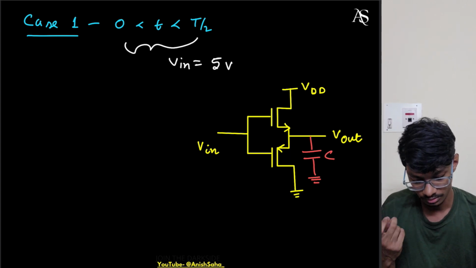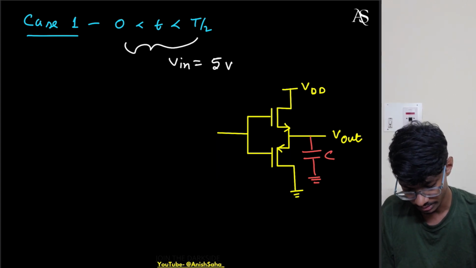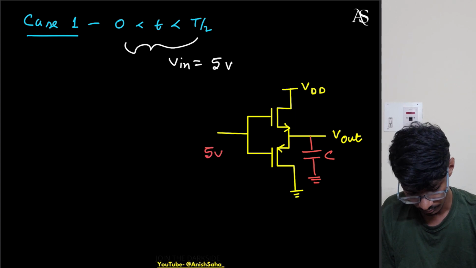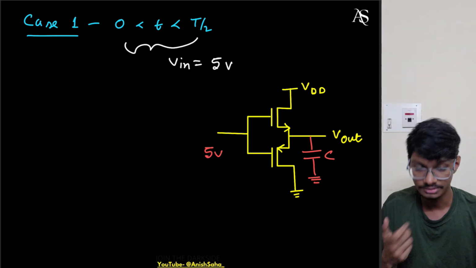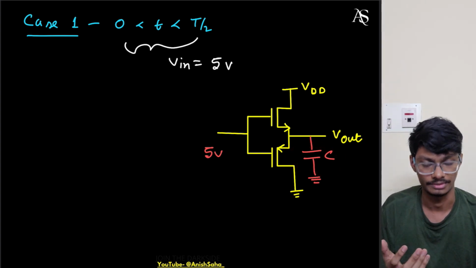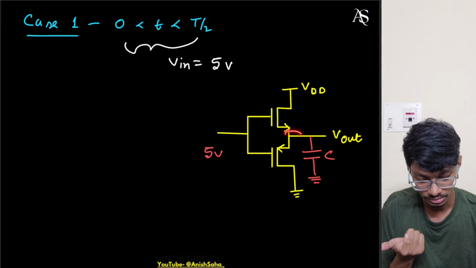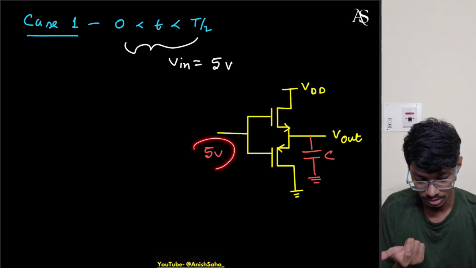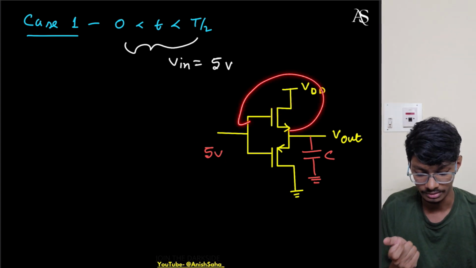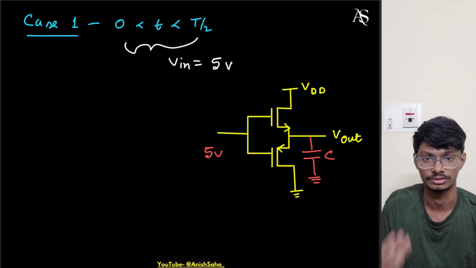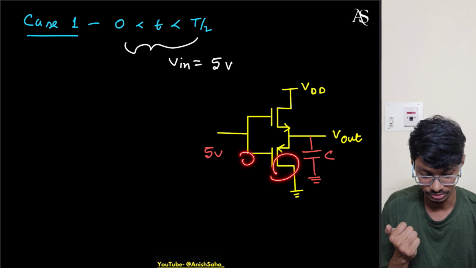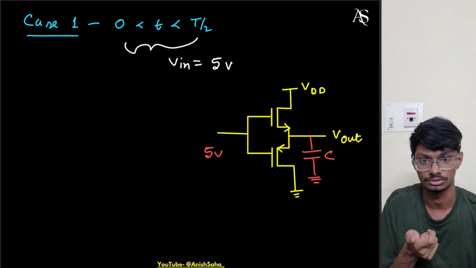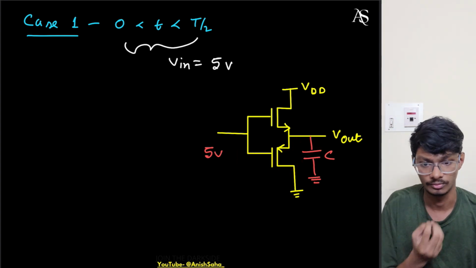Now what is the voltage of the input? Input voltage is 5 volts. Let's assume the initial charge is 0 across the capacitor. So V out is initially 0, the source of this NMOS is 0 and gate is 5. So what will happen? This NMOS will turn on, right? It is more than the threshold, and the gate of this PMOS is higher than the source of this NMOS. So this PMOS will be off.